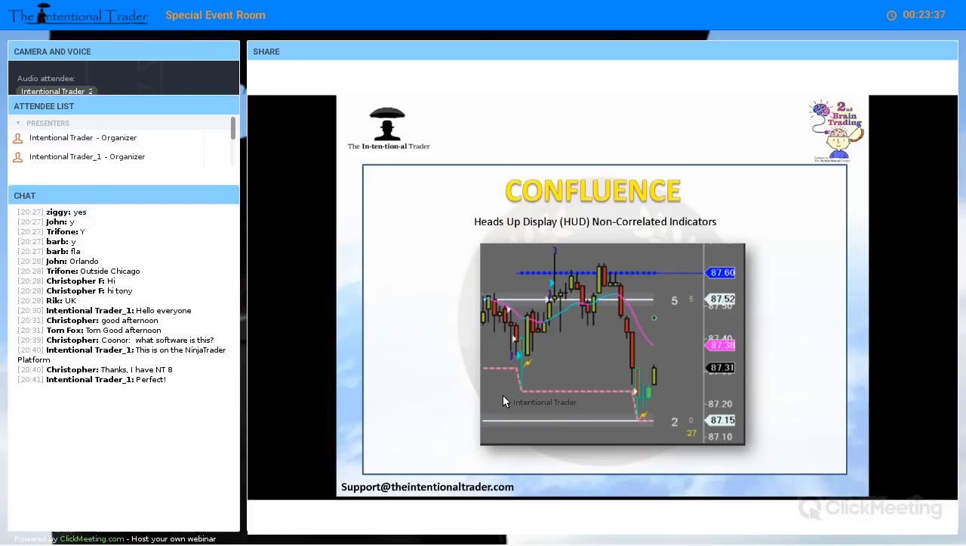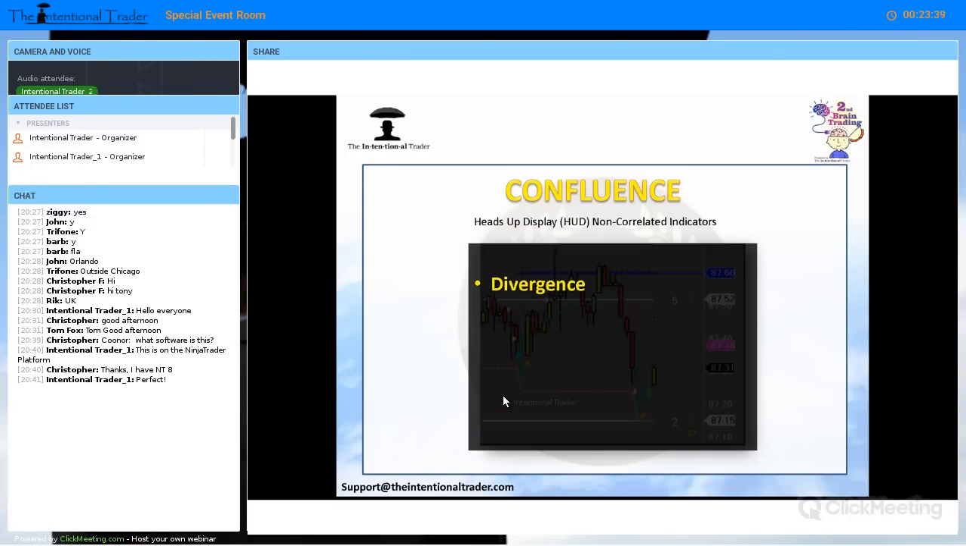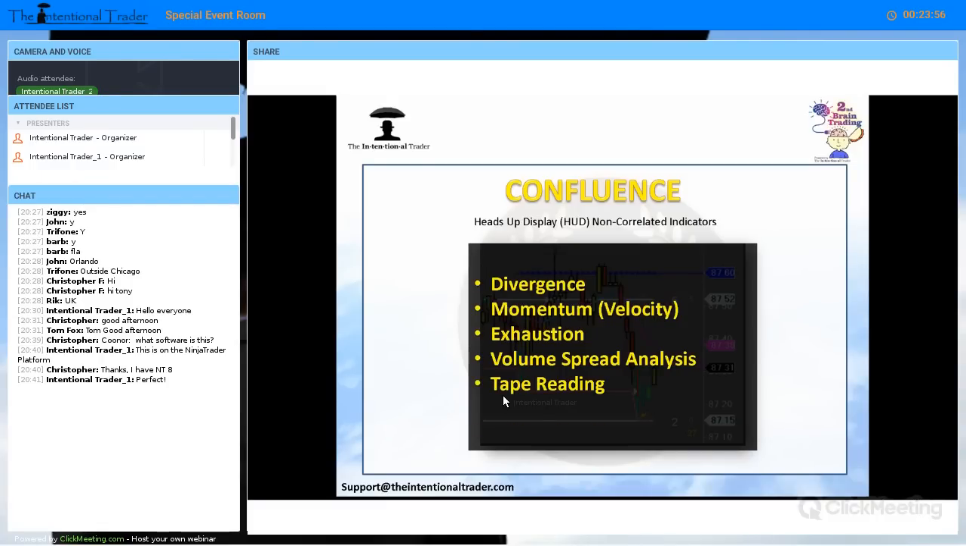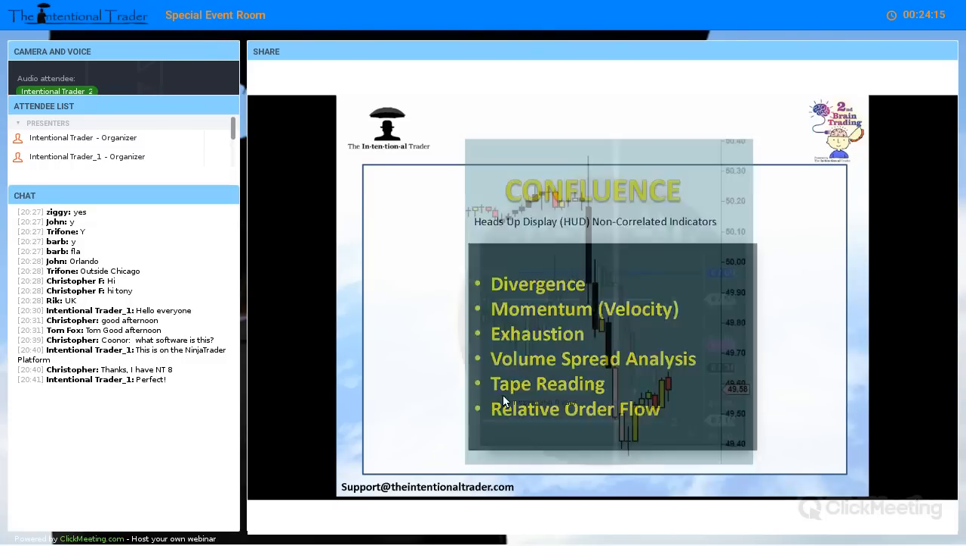Okay? So we have divergence as one of the confluence indicators, momentum or velocity, exhaustion, or the potential for exhaustion. We use volume spread analysis to understand when the right kind of volume is coming in. We do typical tape reading, and we look at relative order flow. All of those combined with divergence gives us an extremely strong trading opportunity. Okay? So how do we do that?